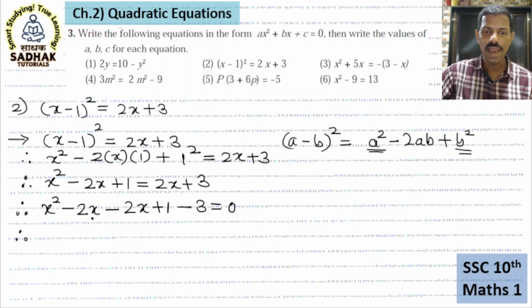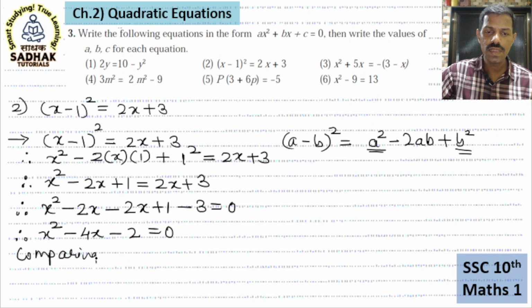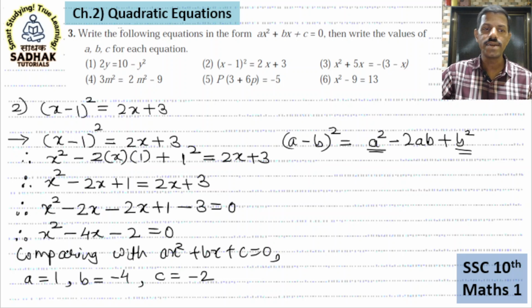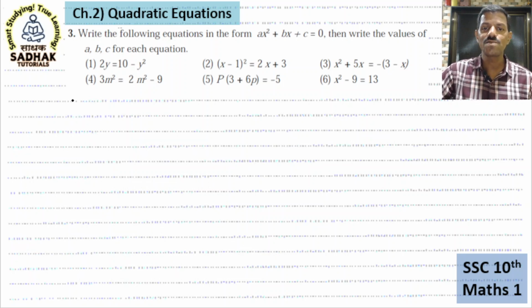Okay, now the like terms we can add. So minus 2x minus 2x. Okay, first let me write this x square, then minus 2x minus 2x will become minus 4x, and plus 1 minus 3 will become minus 2 is equal to 0. So now this is the simplified version of this equation. Now comparing with our standard form, comparing with ax square plus bx plus c is equal to 0, what do we get? We get a is equal to 1, b is equal to minus 4, and c is equal to minus 2. So that is the answer of the second question. Okay, chalo quickly let us go to the third one.